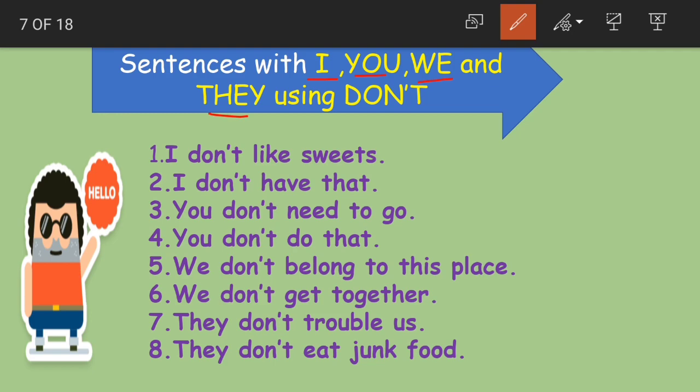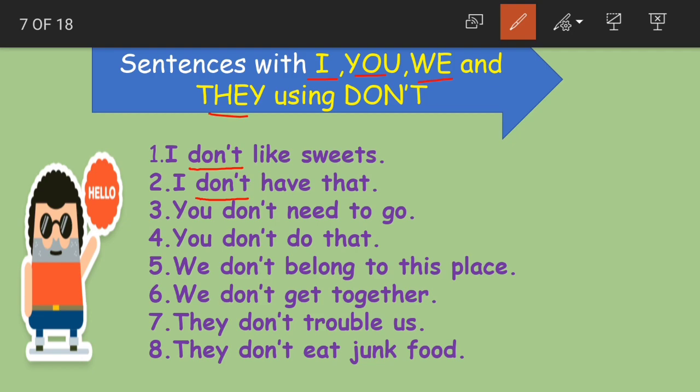Now, by using don't. I don't like sweet. So this is the negative form for do. Do is positive, don't is negative. Like saying no. Okay. And I don't like sweet. I don't have that. Maybe anything. You don't have a bicycle or any shirt or anything. I don't have that.